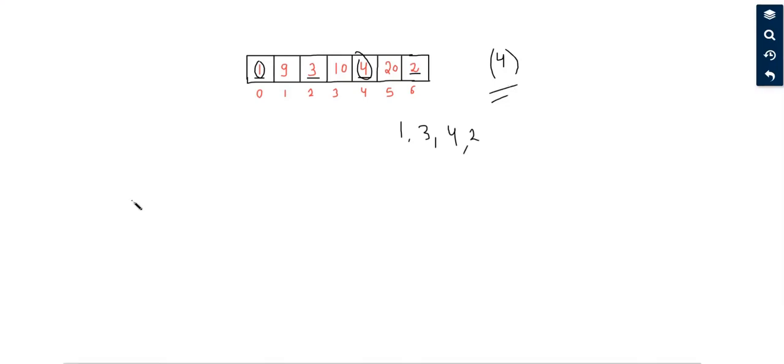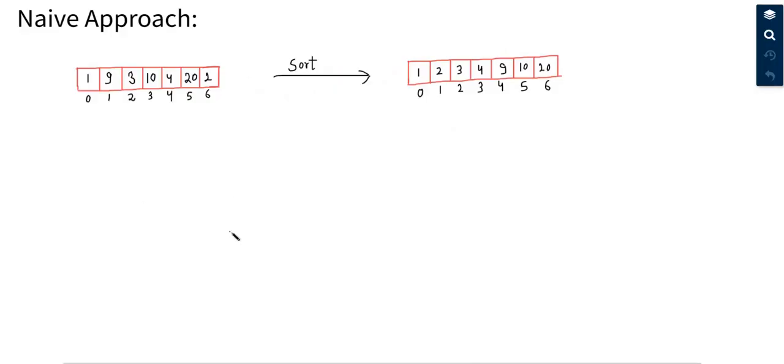Let's see how to solve this problem. The very first approach, the naive approach, is to just sort the given array. After we sort the array, all the consecutive integers will be adjacent to each other. Therefore, we can traverse over the array and keep track of the adjacent elements. If they are incrementing by 1, then we keep increasing the length of the subsequence, and if they are not consecutive, then we update our answer.